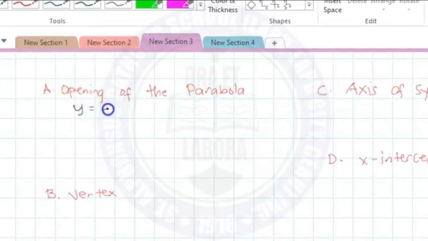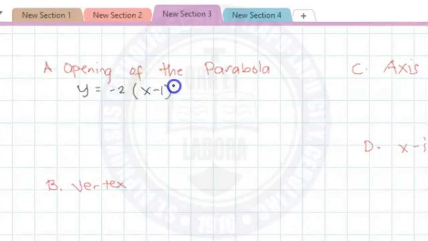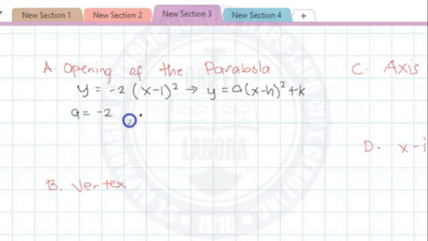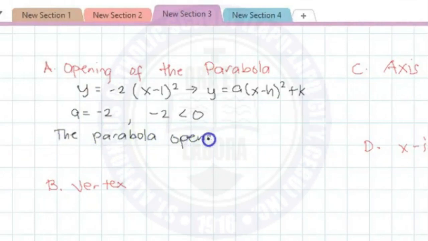Number 2. y equals negative 2 times x minus 1 squared, and it's in vertex form. It's already in the vertex form, which is y equals a times x minus h squared plus k. So your a here, for the opening of the parabola, you can identify that your a is equal to negative 2. And negative 2 is less than 0, meaning the parabola opens downward. It opens downward because our a is less than 0.